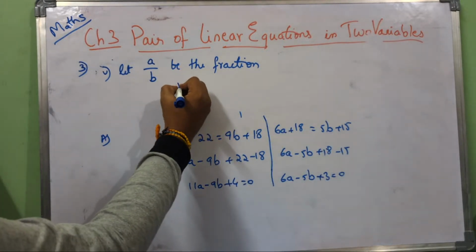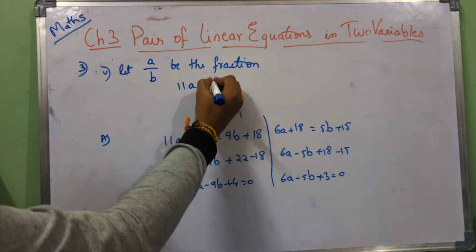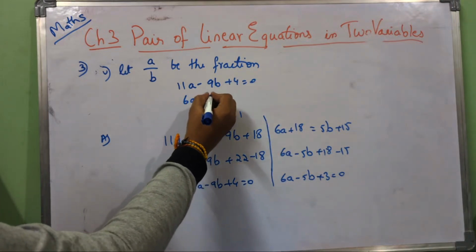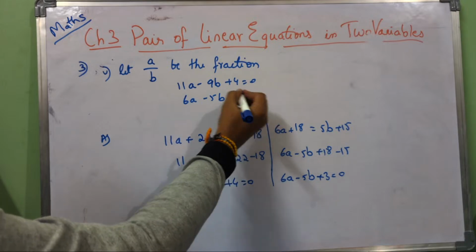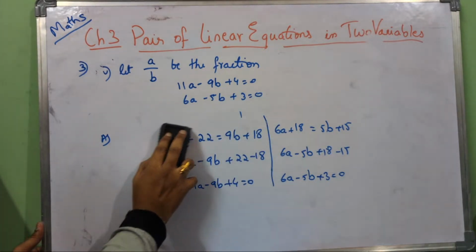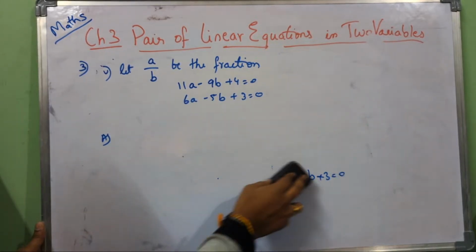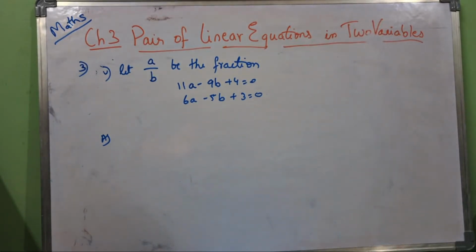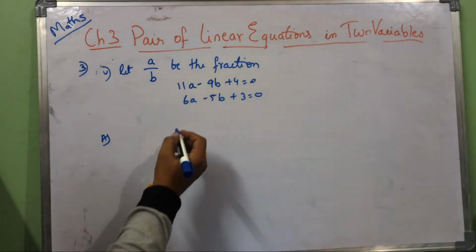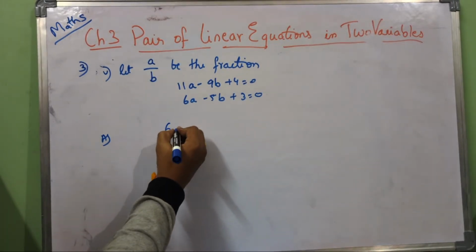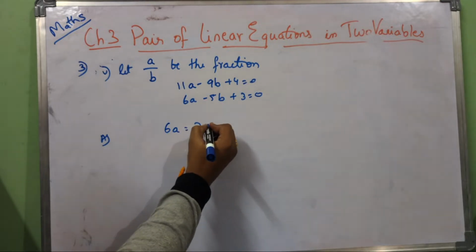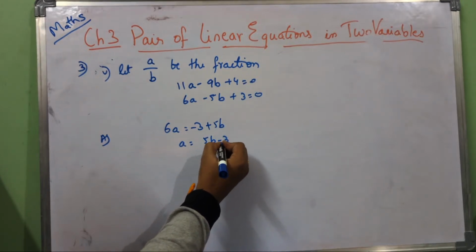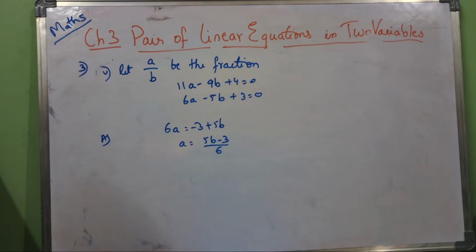Now our question becomes simple, two equations: 11a minus 9b plus 4 equal to 0 and 6a minus 5b plus 3 equal to 0. Now let's solve this. Both the numbers are high, but still we have to solve it to get our marks. Let's use the second equation, it is somewhat lesser. So let's move 6a to the right side: 6a equal to 5b minus 3. So now a became 5b minus 3 by 6. Now substitute this in the first equation.